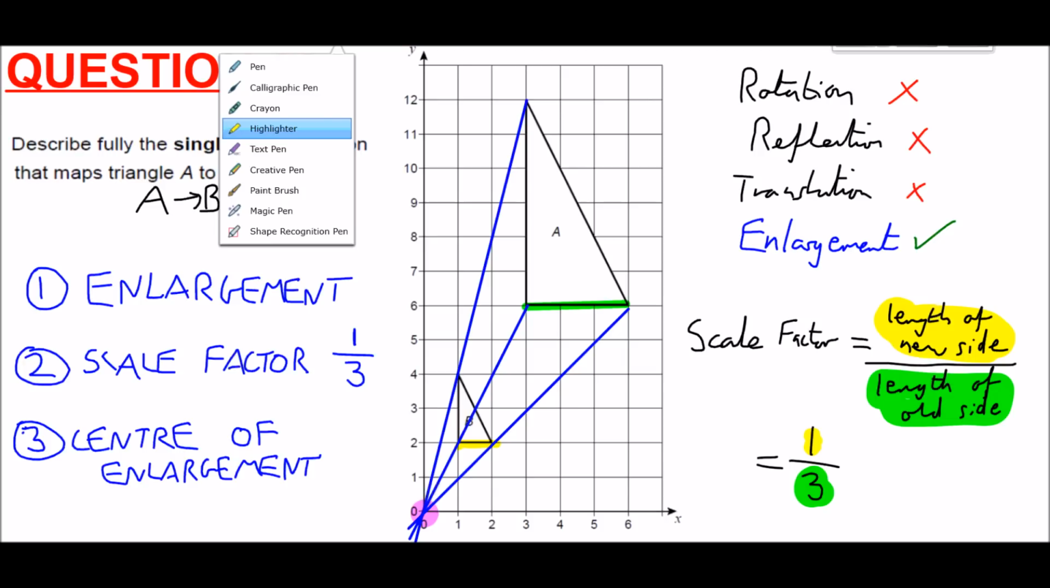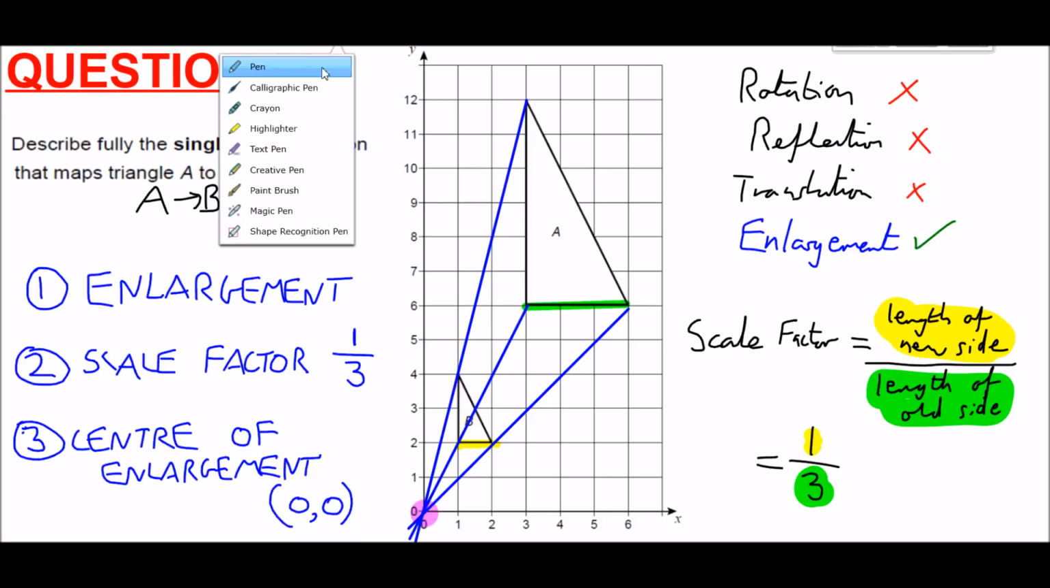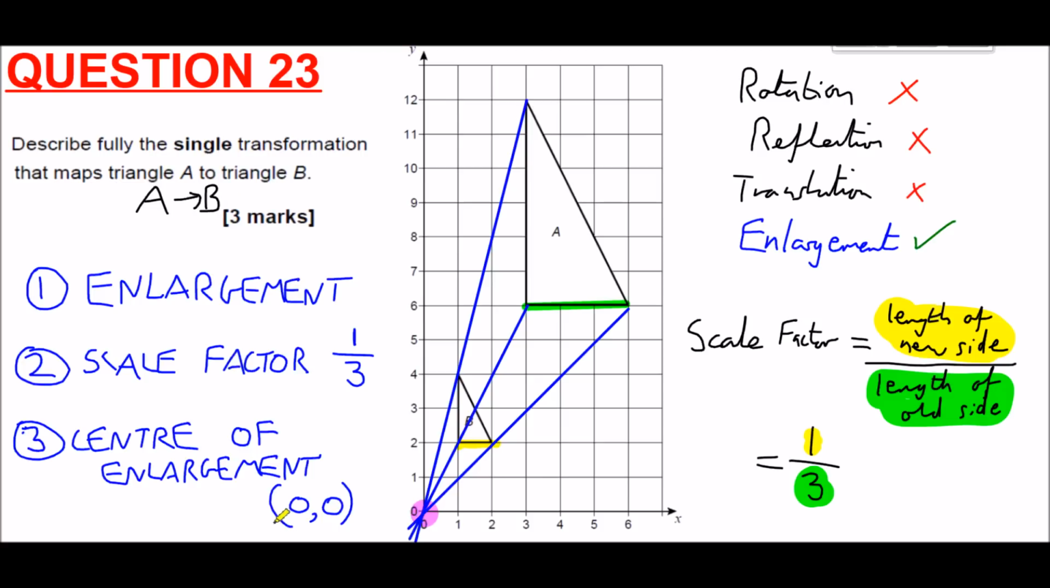So the centre of enlargement here is the origin. So you could either just say the origin, or you could say 0, 0, which is the coordinates of the origin. So that's 3 marks. 1st mark, enlargement. 2nd mark, say the scale factor is 1/3. 3rd mark, centre of enlargement is 0, 0. And that completes question 23, and for that matter, the entire paper.